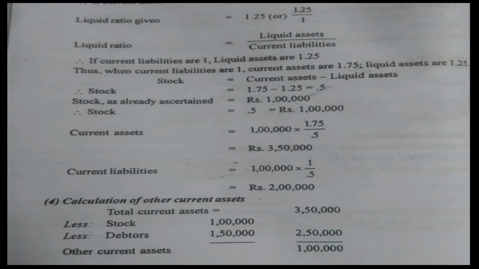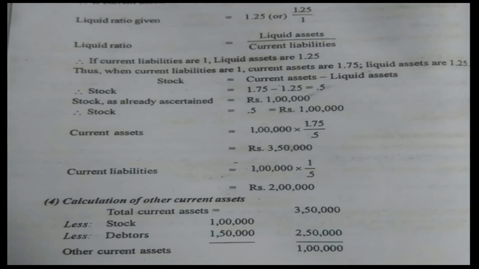Therefore, the formula for stock. We know the formula for liquid asset. What is the formula for liquid asset? Current asset minus stock. I am using that formula here. Current asset minus stock is liquid asset. Therefore, stock will be current asset minus liquid asset. That's what I am using here, which is 1.75 minus 1.25, which gives me 0.5.